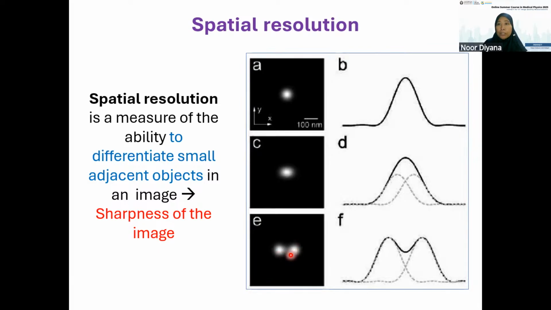But in certain systems, when factors affect it, you may see it as one object. The gap between these two objects is very small, and then it can't be differentiated. So if the system has good spatial resolution, it is able to visualize them as two separate objects. That's the sharpness of the image. This is what we see in spatial resolution.